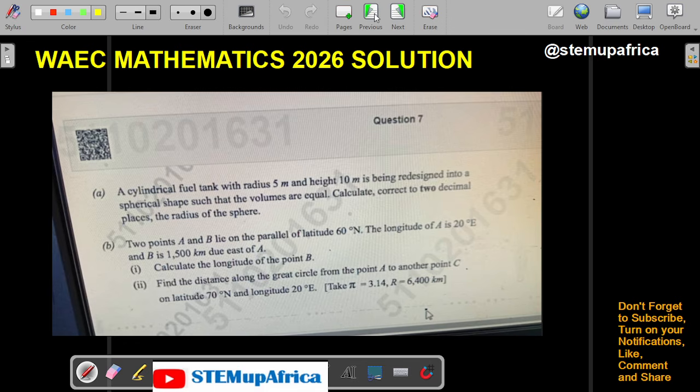Two points, A and B, lie on the same parallel of latitude, and the longitude of A is given, and B is 1,500 kilometers due east of A. So I can write out the latitude and longitude of A and B. Both of them have the same latitude, don't forget that, and A has this longitude, so we are looking for the longitude of B.